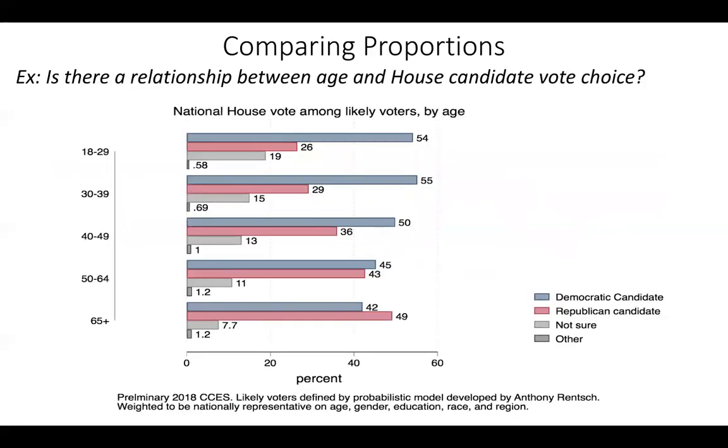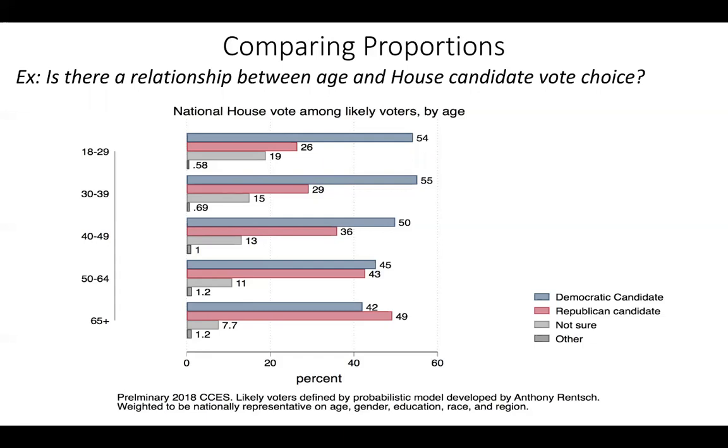Here's another example, and this is taken from the 2018 midterm elections. So imagine a researcher has a question asking about the relationship between age and how people voted for their House candidate of choice, so the House of Representatives vote choice. Here we see each row represents a different category of age. So people 18 to 29 years old, 30 to 39 years old, 40 to 49, 50 to 64, and 65. This is an ordinal variable.